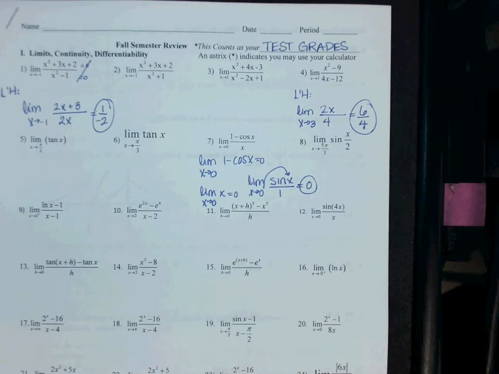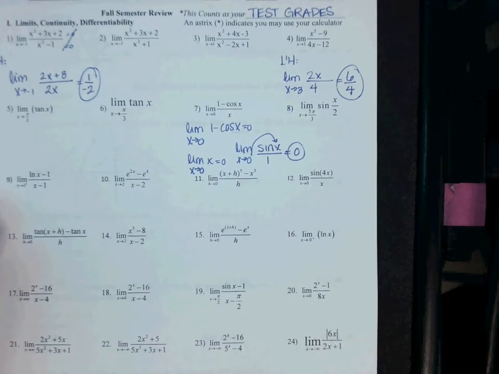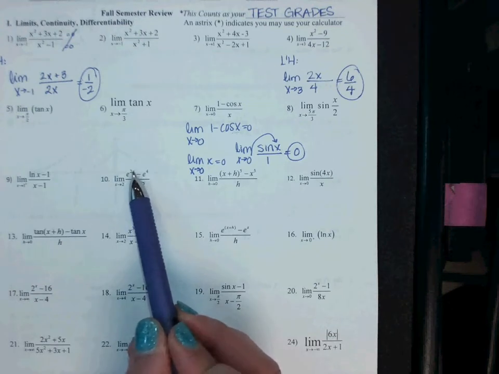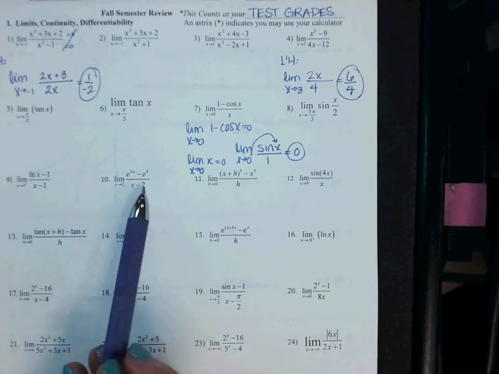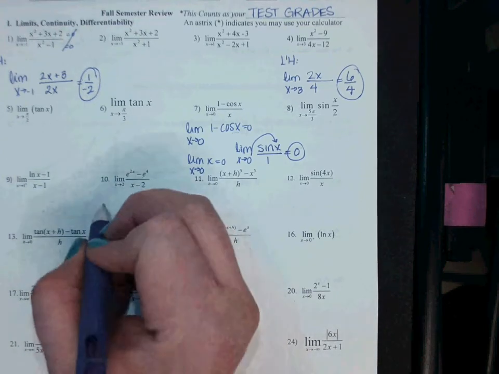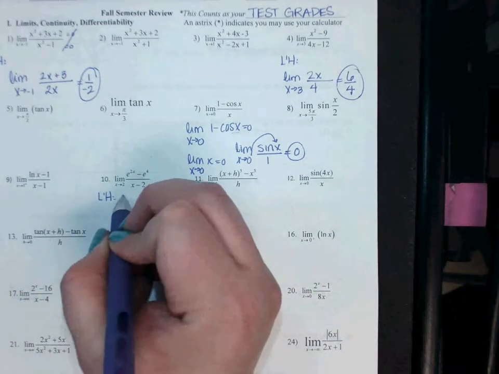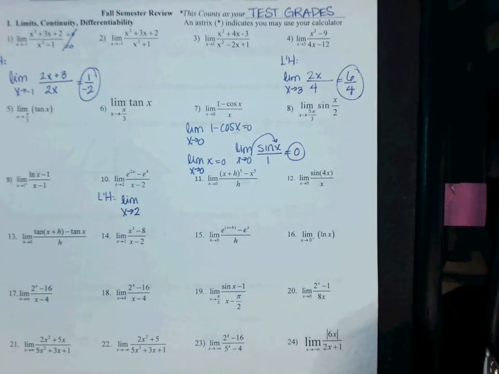Good question. Okay, let's jump down to number 10, please. Number 10. Okay, plug in a 2. What do you get on top? 0. e^4 minus e^4. What's that? Okay, on bottom, 2 minus 2. 0. L'Hopital's rule. Limit as x approaches 2 of what is the derivative of e to the 2x minus 2?